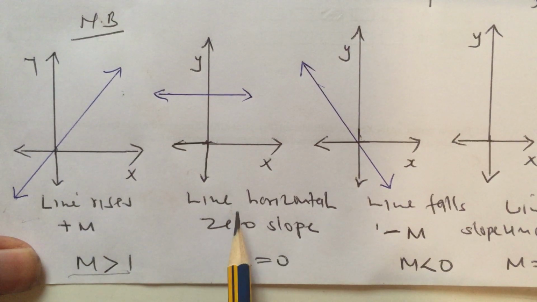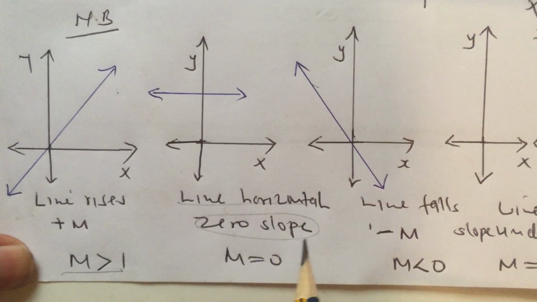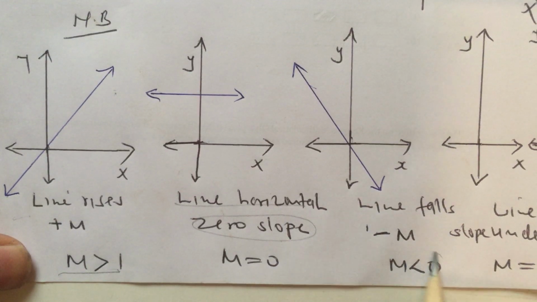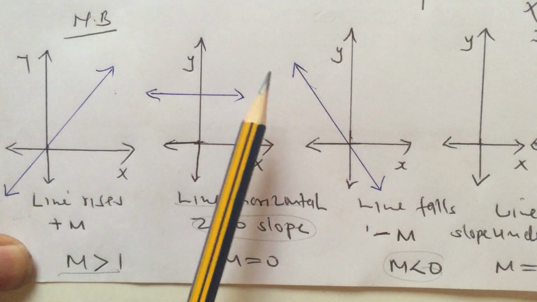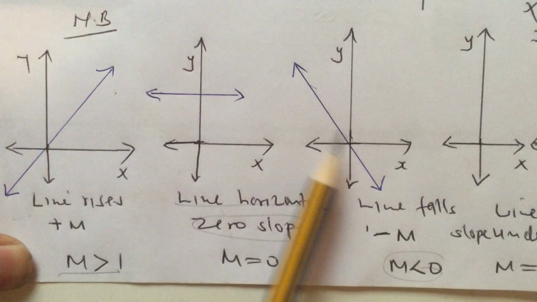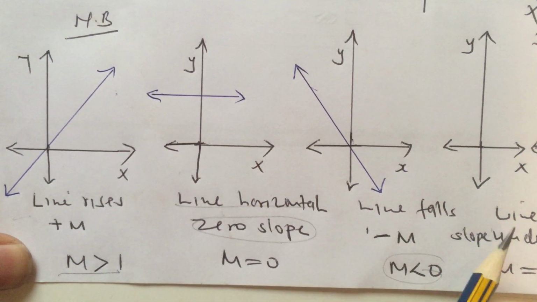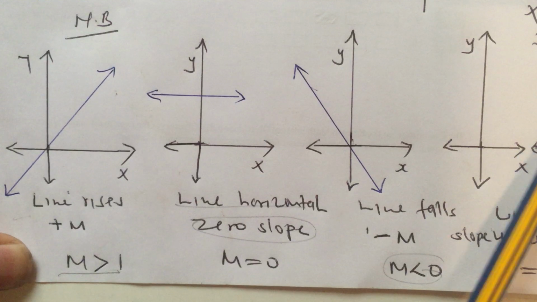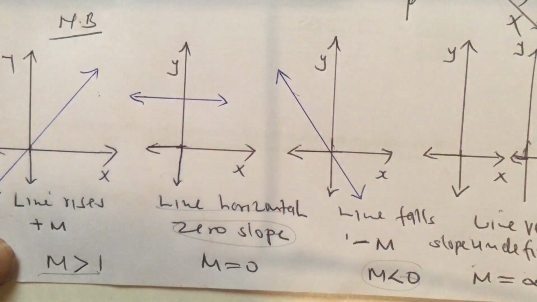Now when the slope is 0, that means the line is horizontal. And when the gradient is negative, that means the line is falling, or the line is rising from the right hand side to the left hand side. Then lastly, when the line is vertical, it means the gradient is undefined in that case.